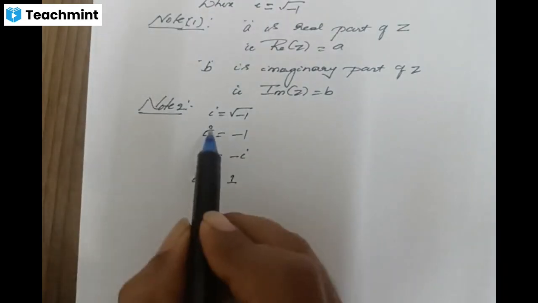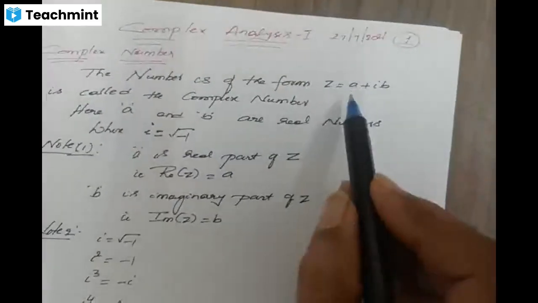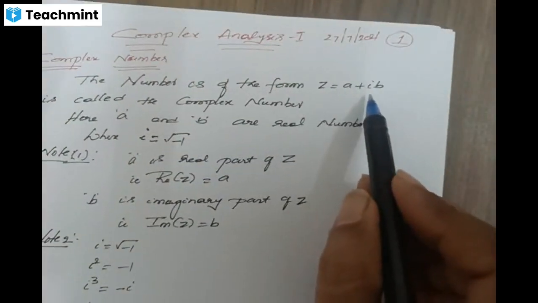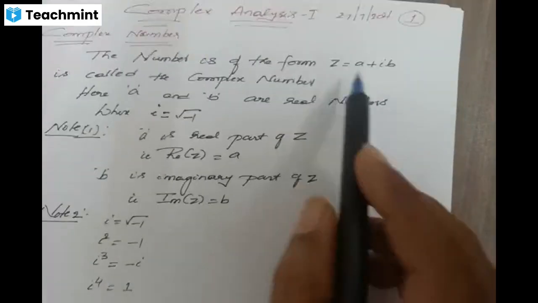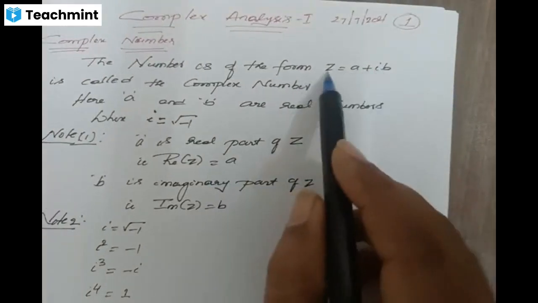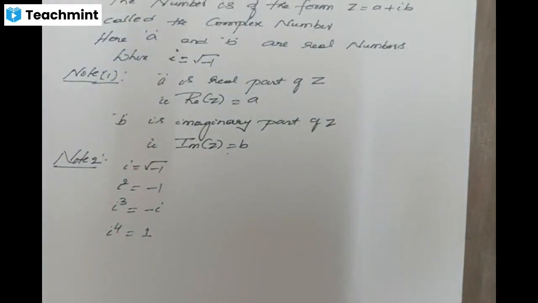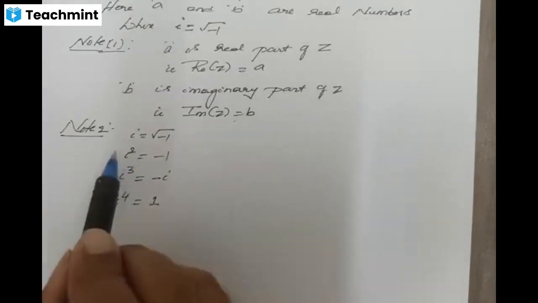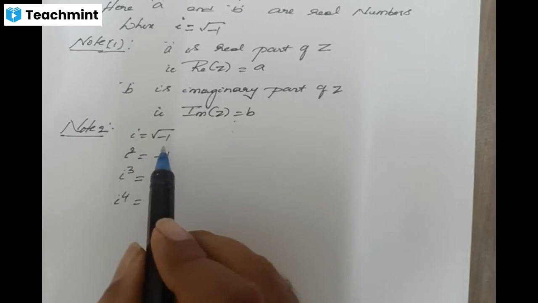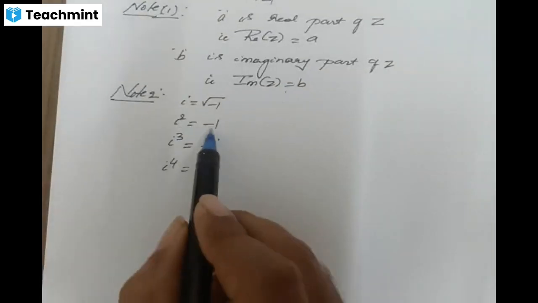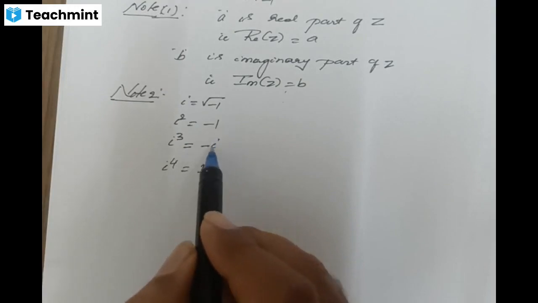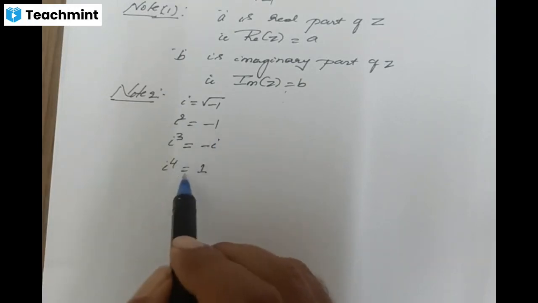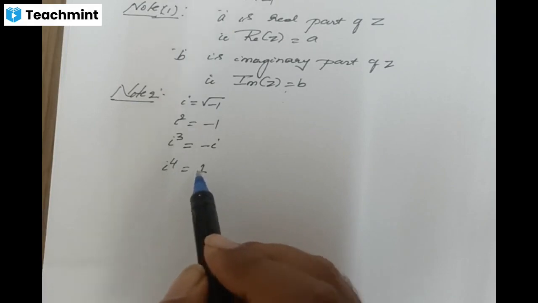So in note 1, z equal to a plus ib is a complex number. a is called the real part and b is called the imaginary part. In short form, real part of z is a, imaginary part of z is b. In note 2, i is equal to root of minus 1, then i square is equal to minus 1. Then i cube is equal to minus 1 into i, that is minus i. So i power 4 is i square into i square, that is minus 1 into minus 1, equal to plus 1.